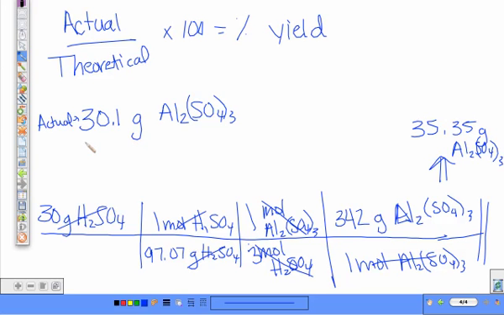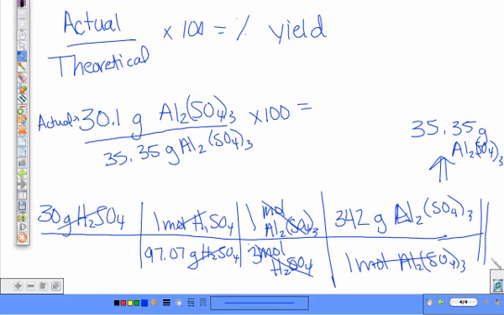So if we have this other actual, we'll take that and divide by the 35.35 grams of aluminum sulfate. Multiply by 100. 85. So you have an 85% yield. If you have decimal, that's fine. Where'd you get 300? Periodic table, yep.